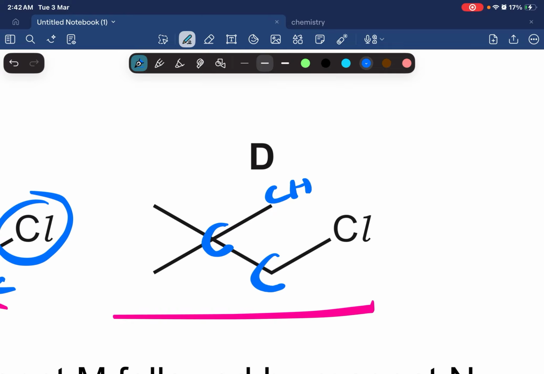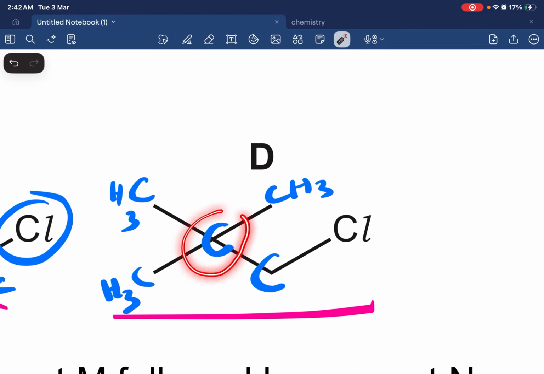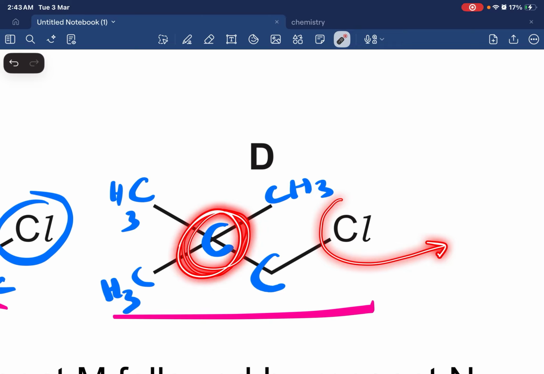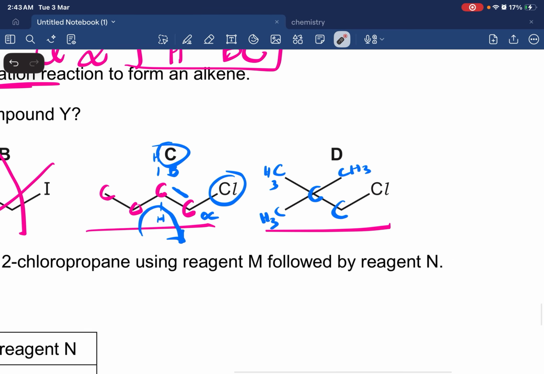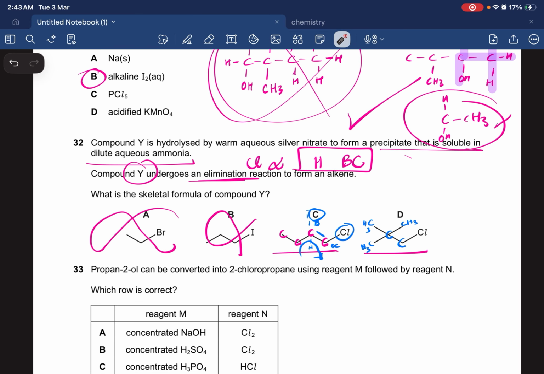Can you see one thing over here? Beta carbon has no hydrogen, so you cannot take out any hydrogen from the beta carbon. You can take out chlorine from the alpha carbon, but how are you going to take hydrogen out from the beta carbon? Because this one's alpha and this one's beta. You can't take out. That's why it's option number C.